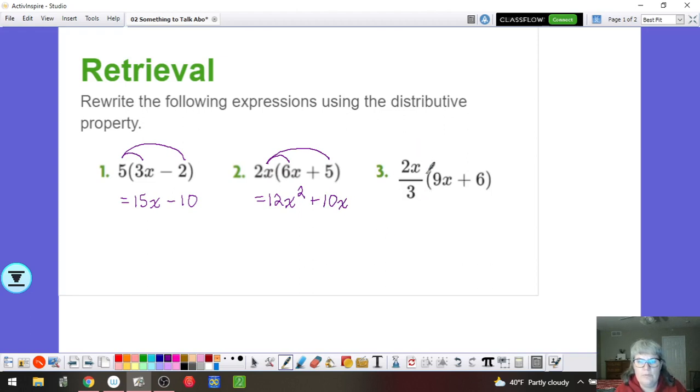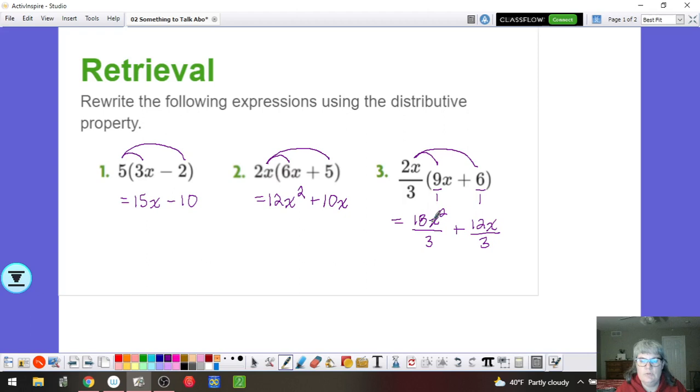And our term on number 3 is a fraction, or includes a fraction. We can still distribute. And the key to this is remembering that we can write these integers as fractions, because when you multiply fractions, you multiply the numerators, you multiply the denominators. So we have 2 times 9 is 18, x times x is x squared, over 3 times 1 is 3, plus 2 times 6, excuse me, is 12x over 3 as well.